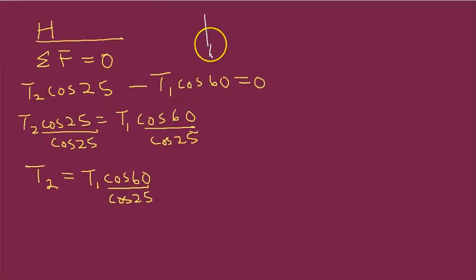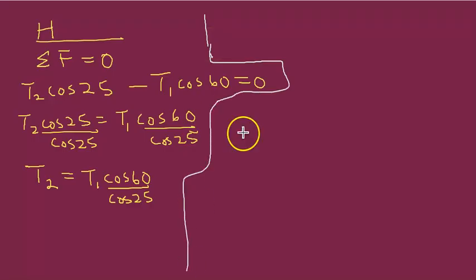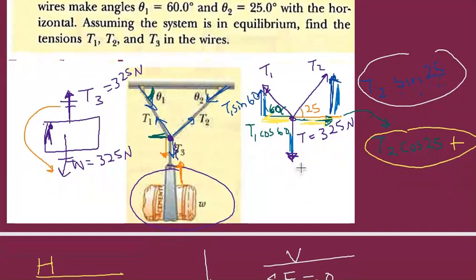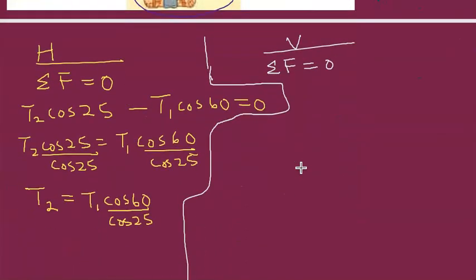So vertically, the sum of the forces is 0. And we've got 2 upward forces. Even though horizontally the 2 ropes are competing against each other, vertically they're helping each other out. T2 sine 25 is up, T1 sine 60 is up, and the weight is, or sorry, it's not the weight, T3 is down. So we're going to have 3 terms here.